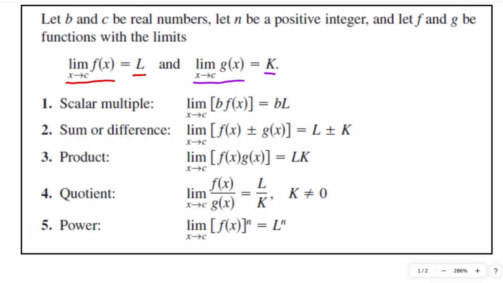The only little catch here is with the quotient property: you can't divide by 0. So if the function in the denominator has a limit that equals 0, then you'd say that limit overall doesn't exist, because you can't divide by 0, which you might suspect anyway. So let me show you just a couple of examples that use these properties.